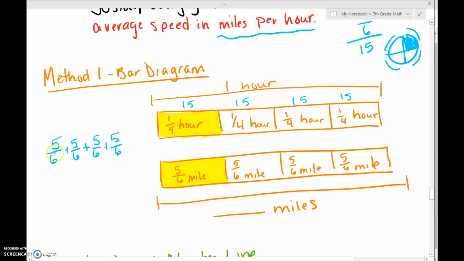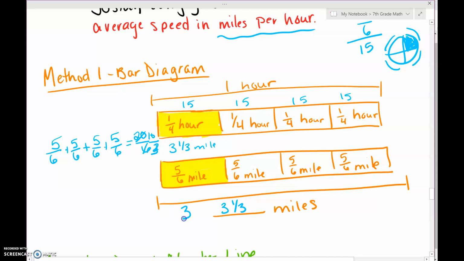Remember, when I'm adding fractions, my denominator stays the same, and I add my numerator. So 5, 10, 15, 20 over 6. What can I divide that by? Well, they're both even numbers. So if we divide the top and bottom by 2, we get 10/3, which is 3 and 1/3 miles. So this bar is a total of 3 and 1/3 miles long.